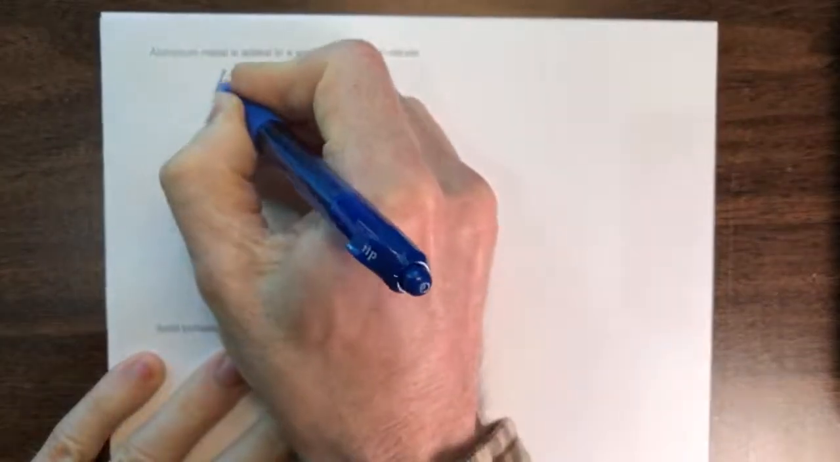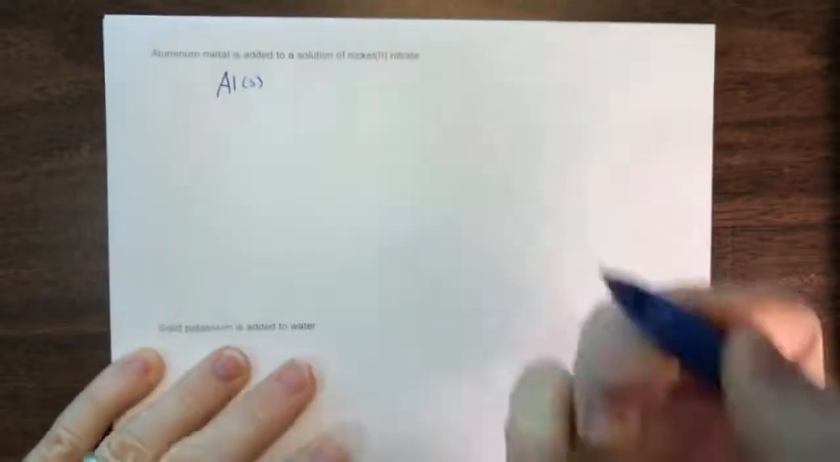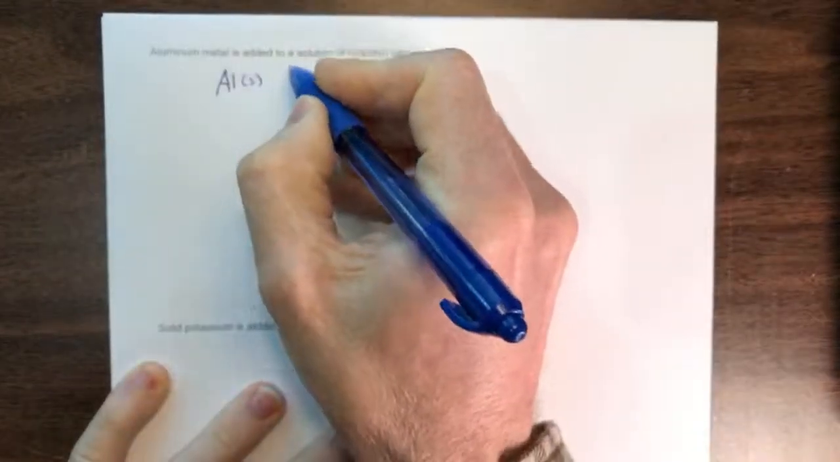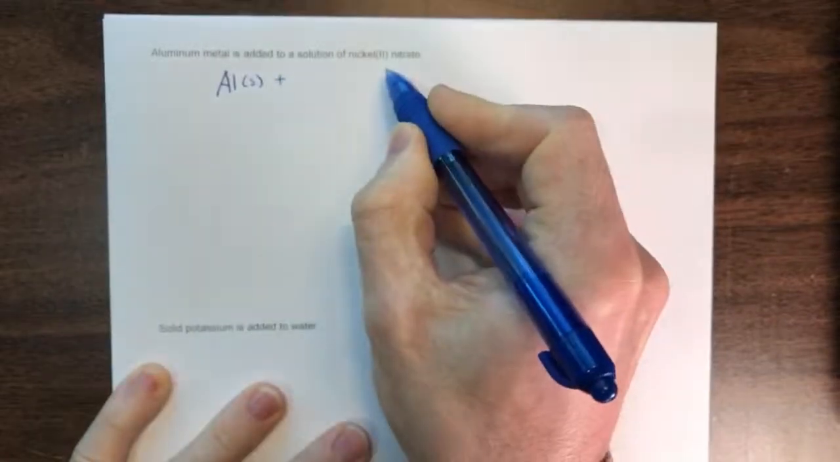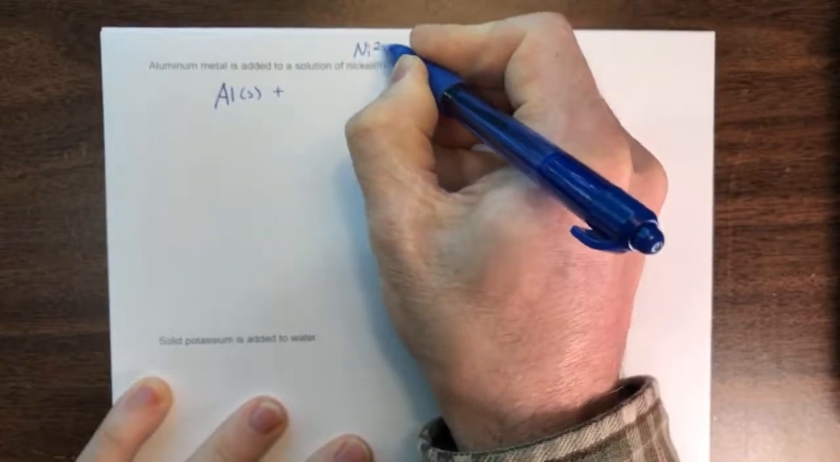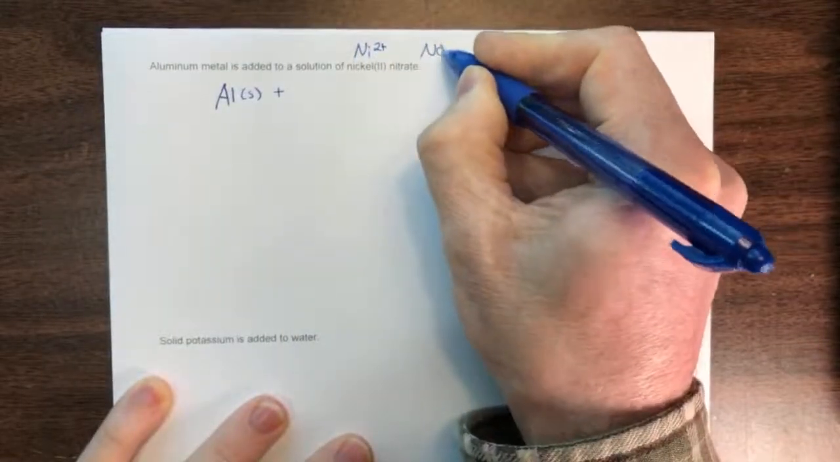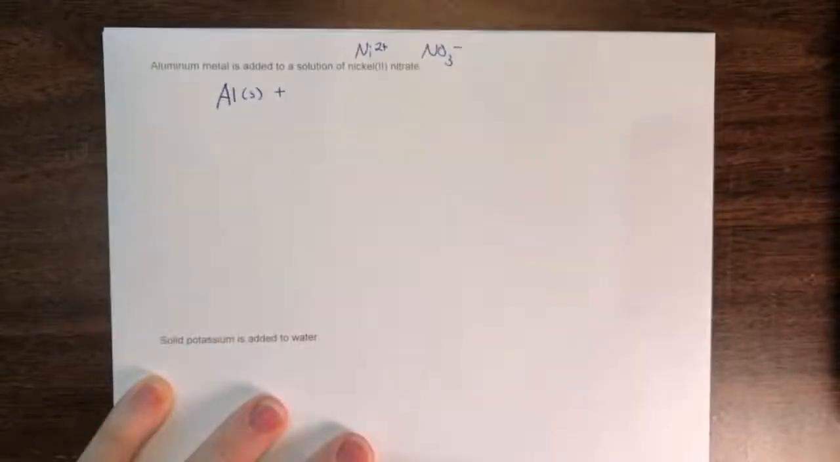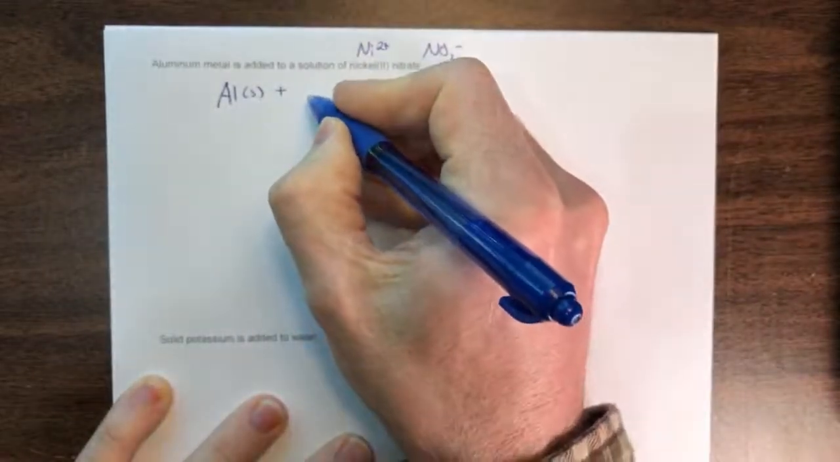The next one is aluminum and nickel 2 nitrate. And you'll find both of those on the table, all right? But we can figure it out without the table so far. So let's just start by looking at the reaction as a whole. Aluminum metal, it's going to be Al, just a solid, and it's added to a solution of nickel 2 nitrate. Well, we know that nickel 2 is Ni2+, and nitrate's NO3-, so 2 plus and 1 minus.